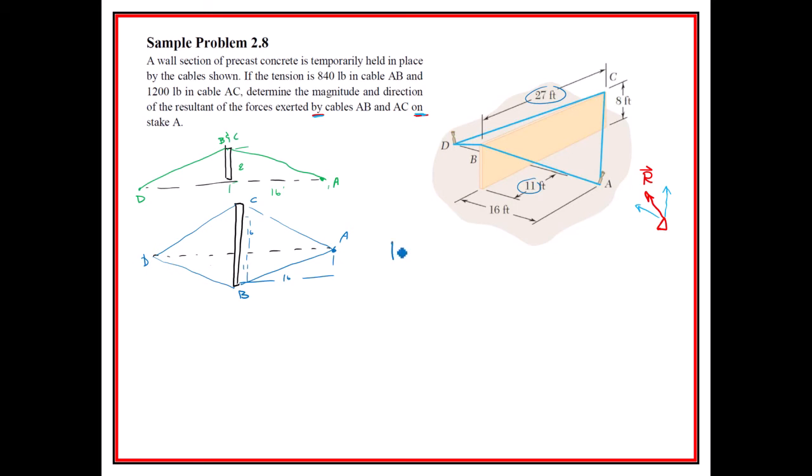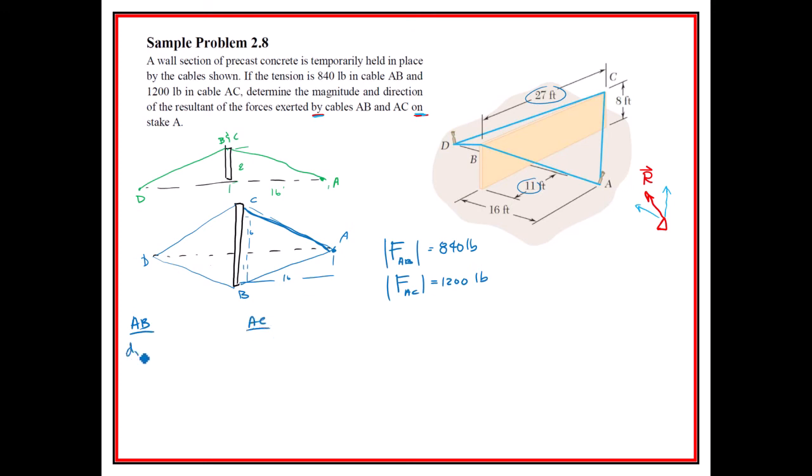The magnitude we're given, F, that's going to be AB, so I'll call it FAB, and it's given as 840 pounds. And AC, which is this cable right here, is equal to 1,200 pounds. One of the first things we need to do is write out all those distances, which will help us keep track of stuff. I'll start off with AB, and in another column, I'll go AC.